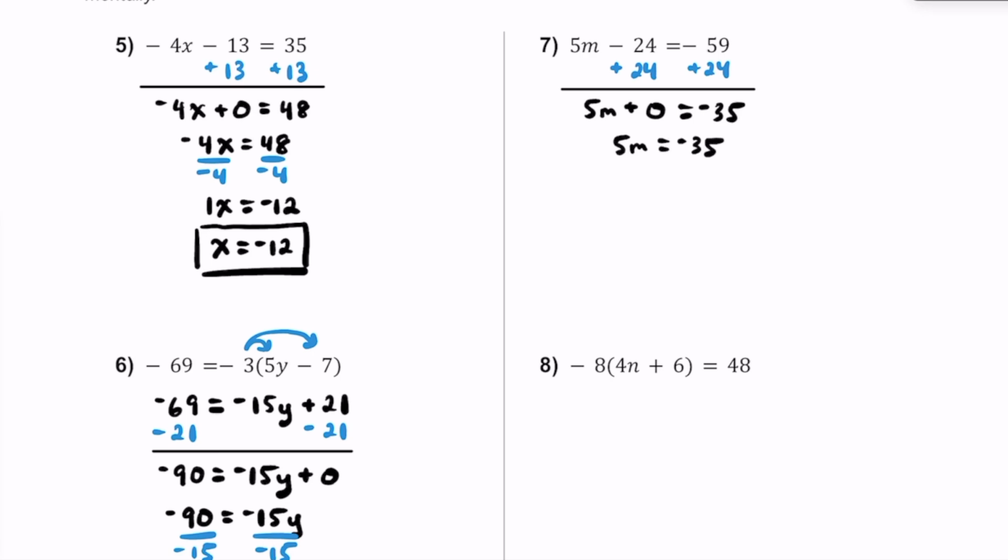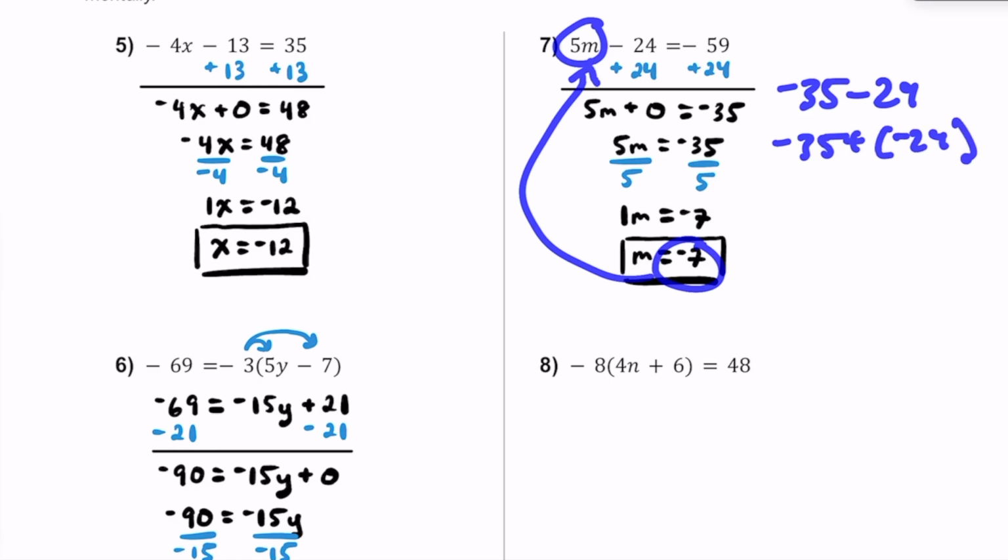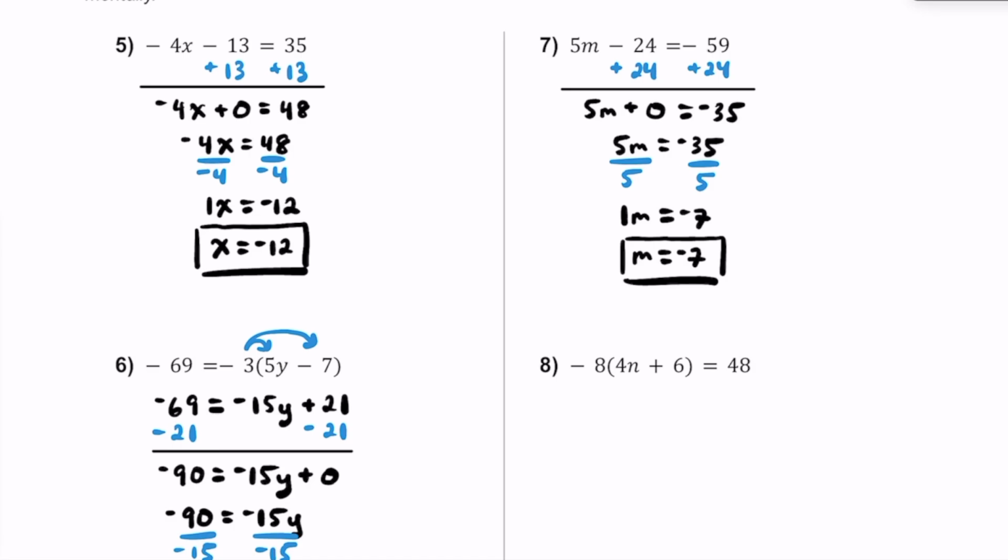Then using the division property of equality, we can divide both sides by 5. 5 divided by 5, or 5 times a fifth, that's the multiplicative inverse property. We get 1m equals. Then negative 35 divided by 5 is negative 7. And using the identity property of multiplication, we can say m equals negative 7. Cool. So if we want to go ahead and check this, take this negative 7 and plug it in here. 5 times negative 7 is negative 35. Negative 35 minus 24 is the same thing as negative 35 plus negative 24. And that does equal negative 59, so that works.